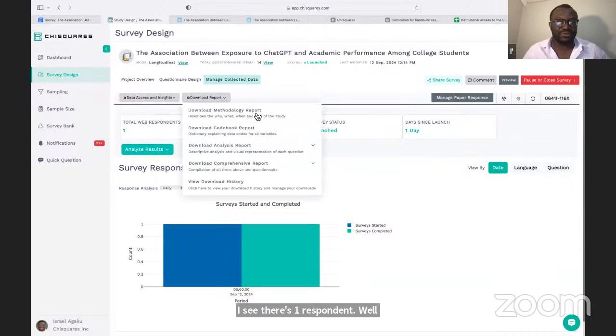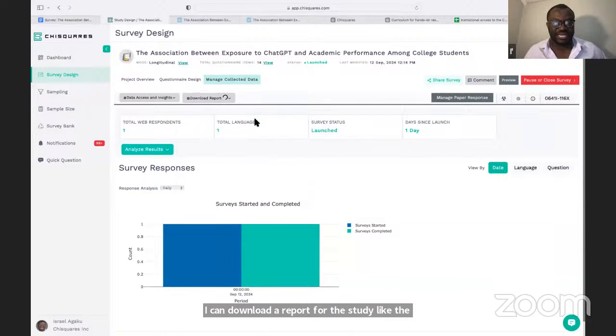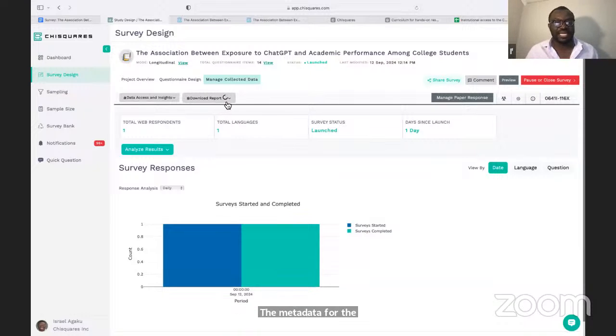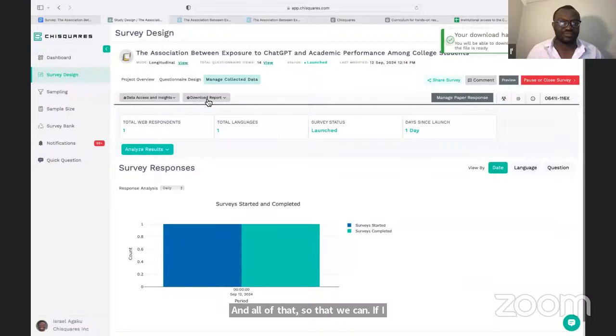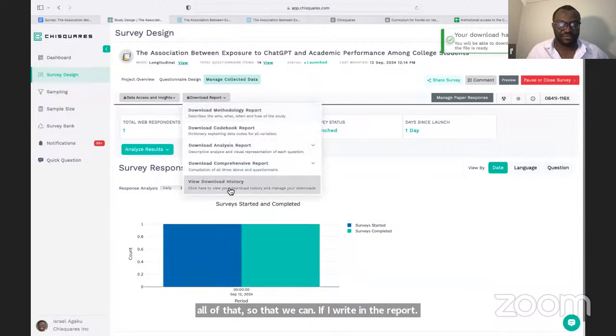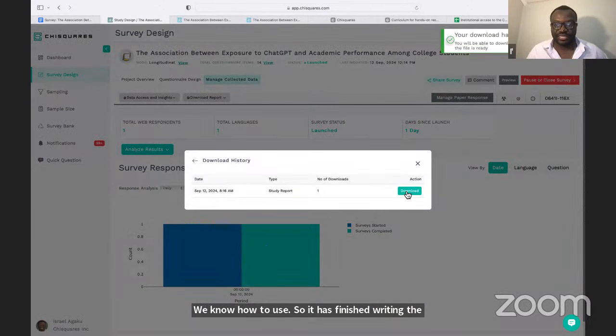I can download a report for the study, like the methodology report. Just by clicking on that, the platform takes the metadata for the study and writes up a report for us so that we can see how the study was conducted, the timelines for each wave, and all of that, so that if we're writing the report, we know how to use it. So it has finished writing the report. Let's grab that report now. View download history. Let's download the report.